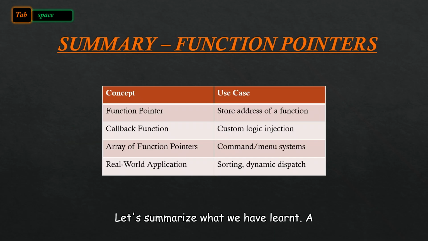Let's summarize what we have learned. A function pointer is a variable that can store the address of a function, enabling dynamic invocation. Callback functions allow us to pass behaviors into other functions, creating powerful abstractions. Arrays of function pointers enable scalable, menu-driven programs, and the real-world applications are endless, from sorting and event handling to plugin systems and state machines. Mastering function pointers takes your understanding of C and C++ to the next level.